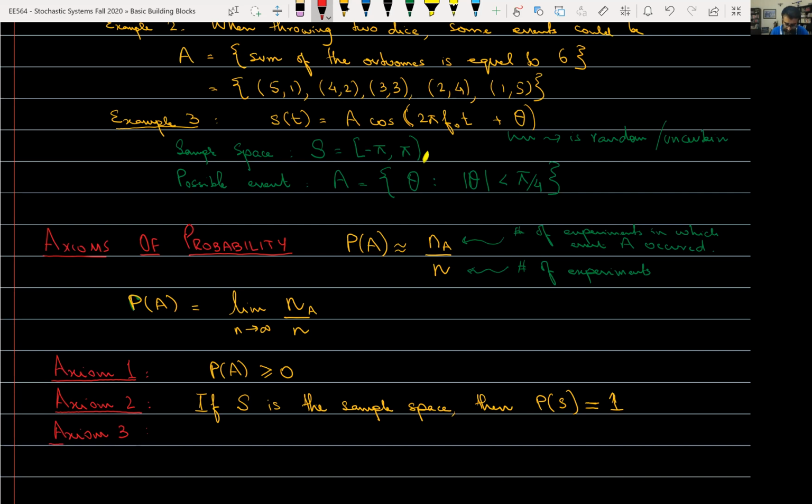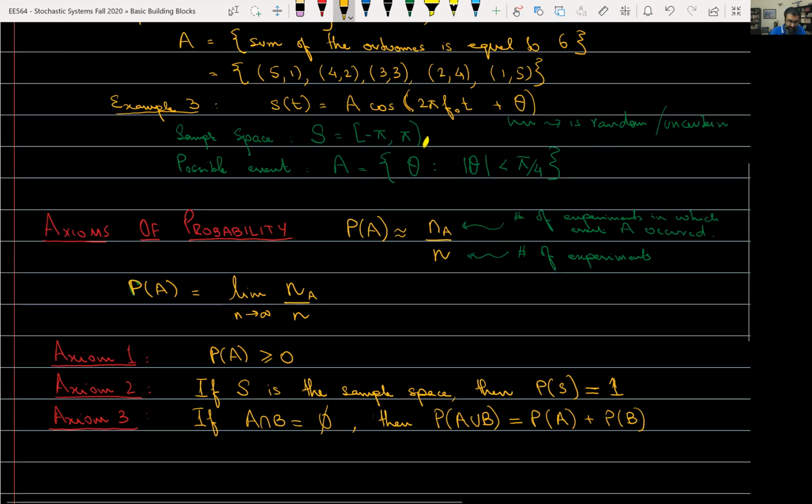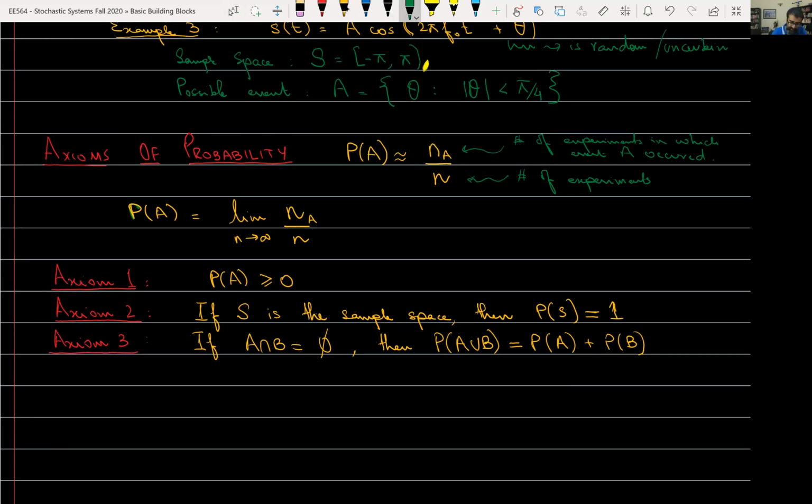And that axiom 3 is that if A intersection B is the null set, what does that mean? That there's no commonality between the two events A and B. Okay? Then probability of A union B is equal to probability of A plus probability of B. So these are the 3 axioms. And this axiom 3, in fact, can be extended, can be generalized.